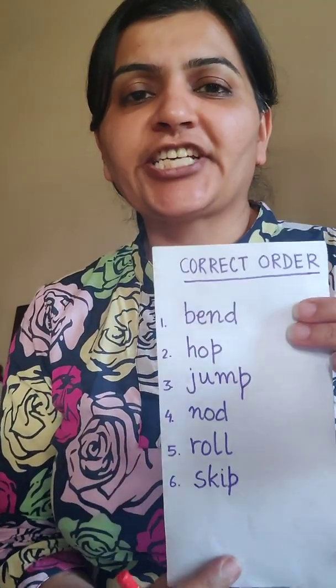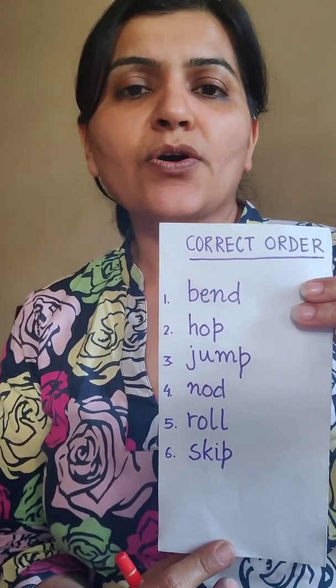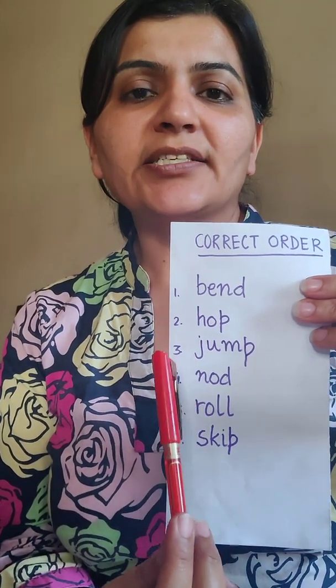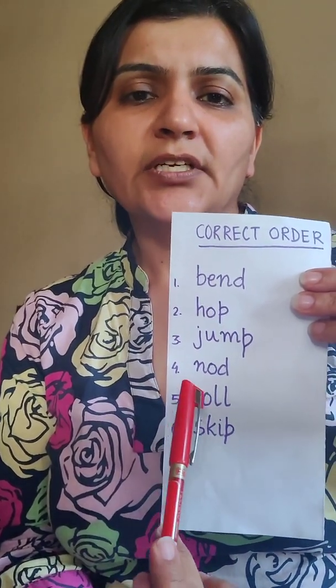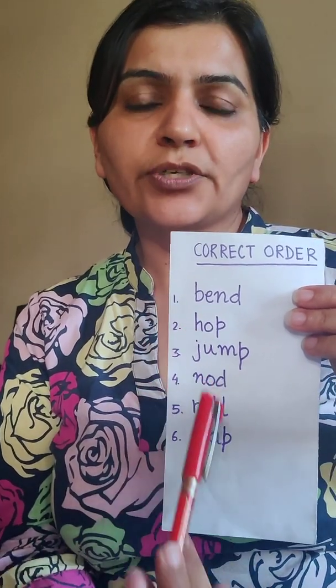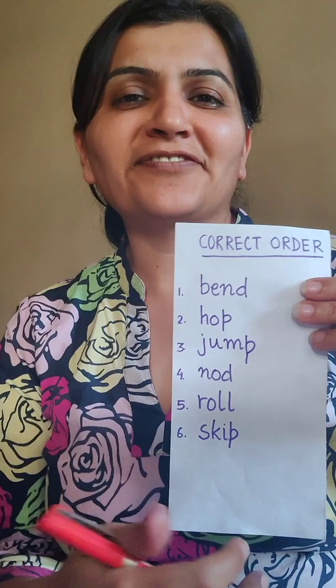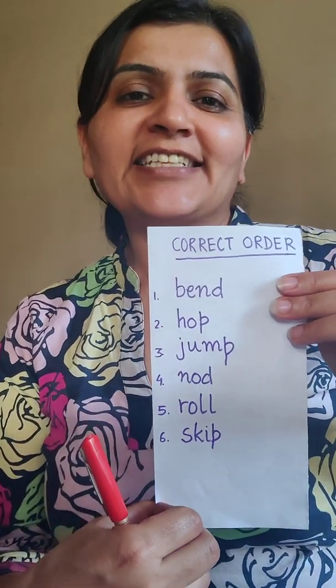So I have the answers with me, and if you have all correct, wonderful. If you have skipped something or missed something, it is okay. Let's check. The correct order for the given challenge was bend first, then hop, jump, nod, roll, and skip. This is the correct sequence of the words which were given. Now, if you have not understood, it is okay. I'm here to tell you.